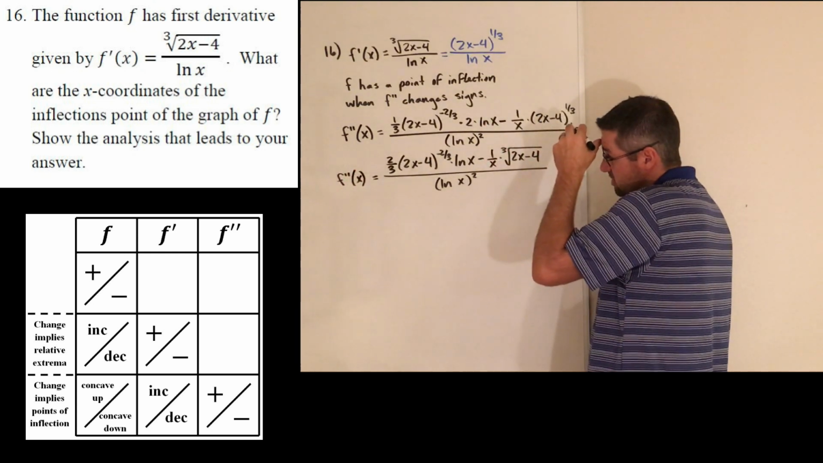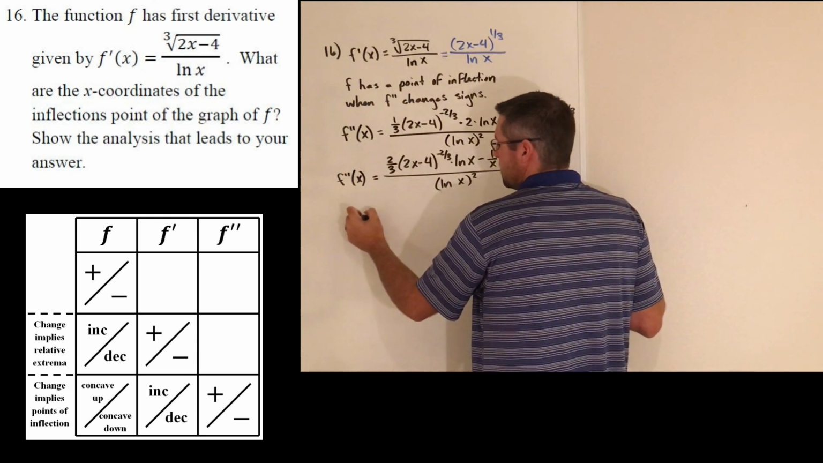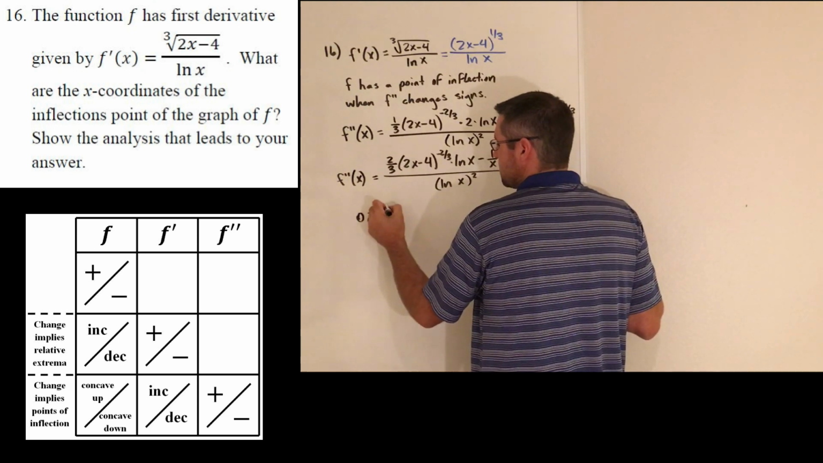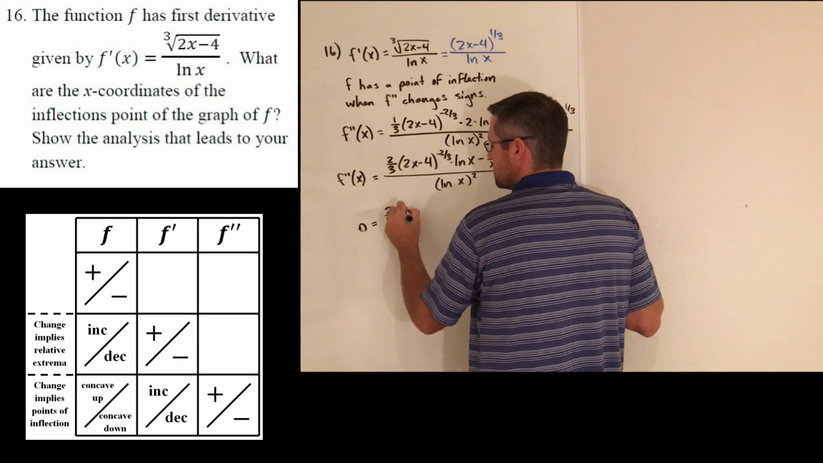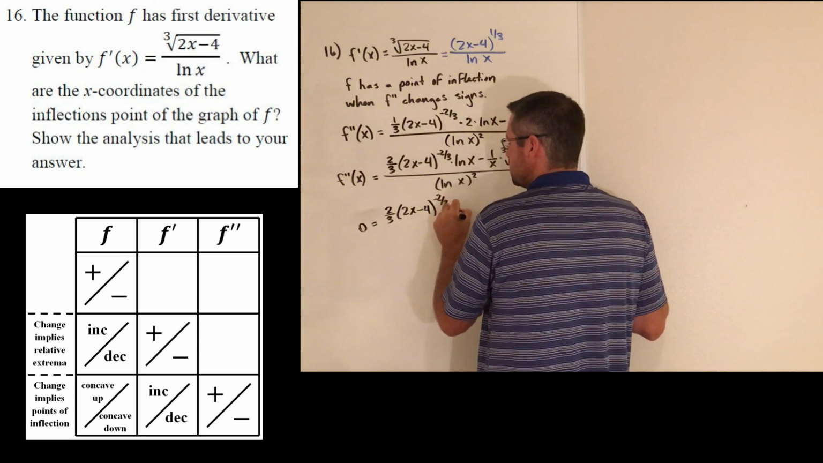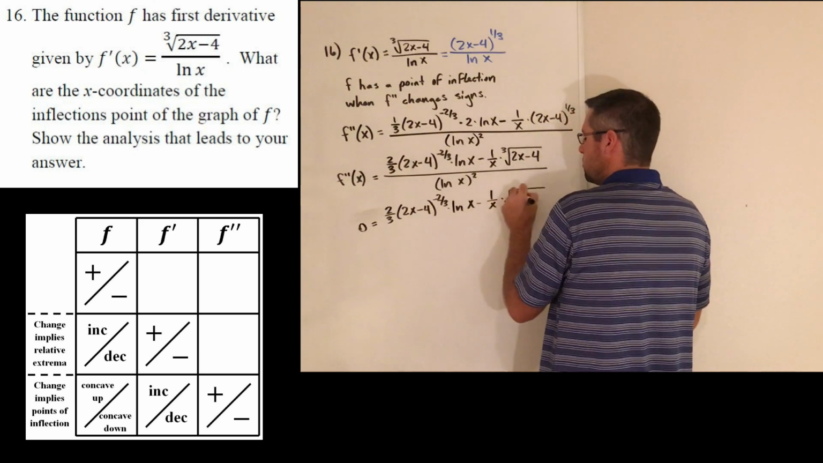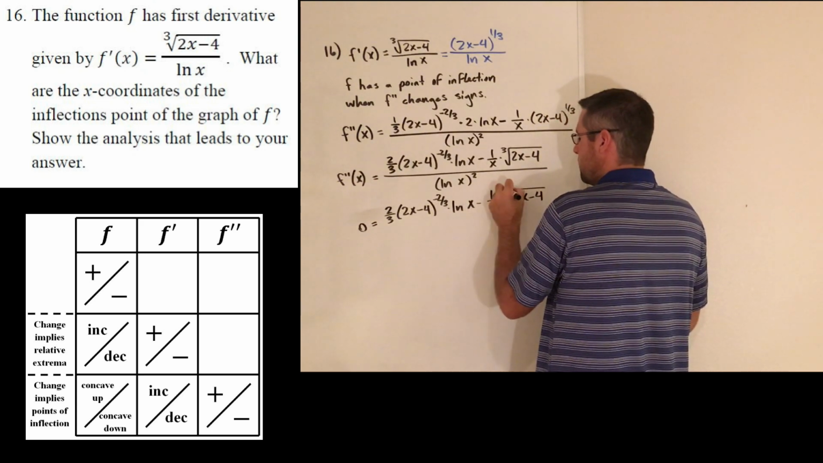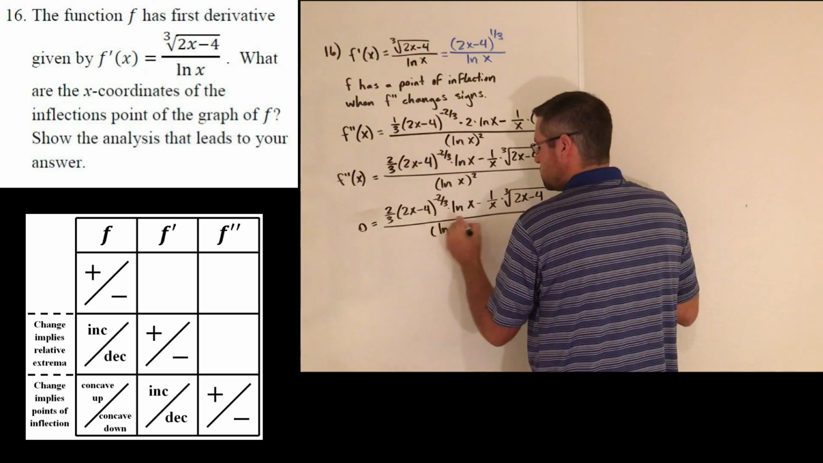Now the next step is to figure out where this guy changes signs. So I'm going to go ahead and set this equal to 0. And I know there's a lot of writing going on here. So 2/3 times 2x minus 4 raised to the negative 2/3 times natural log of x minus 1 over x times the cube root of 2x minus 4 all over the natural log of x squared.